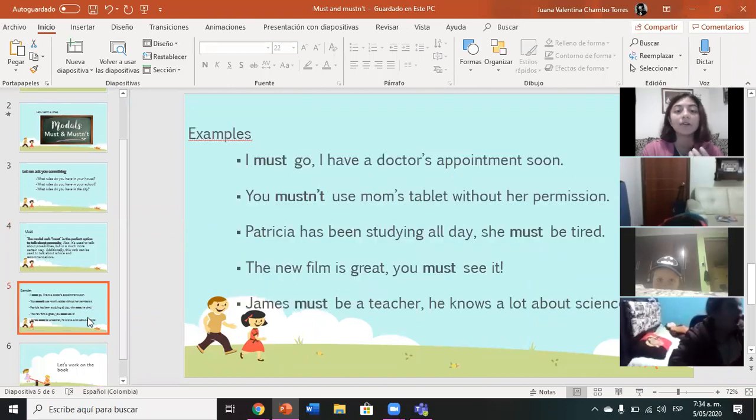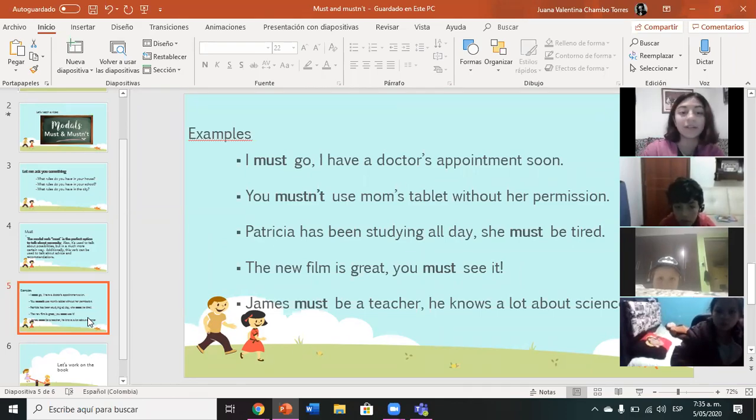So I have here these examples, estos ejemplos, and the first one is: I must go, I have a doctor's appointment soon. Yo tengo que ir al doctor porque tengo una cita. You mustn't use mom's tablet without her permission. No puedes usar la tablet de tu mamá sin su permiso.